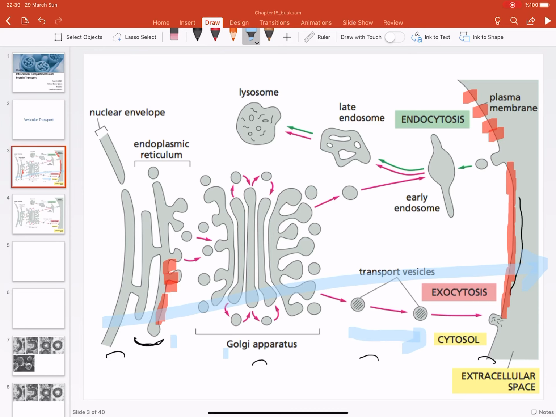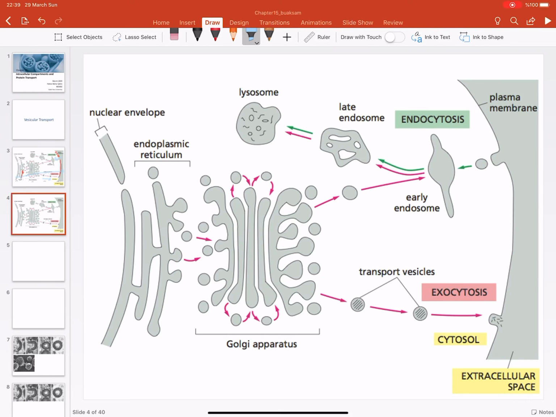The reverse is also possible. It is not always that things are produced in the Golgi and then transported to the membrane, but sometimes things are taken from the outside environment for different purposes and taken inside and usually digested. So let's see one by one how it's happening.